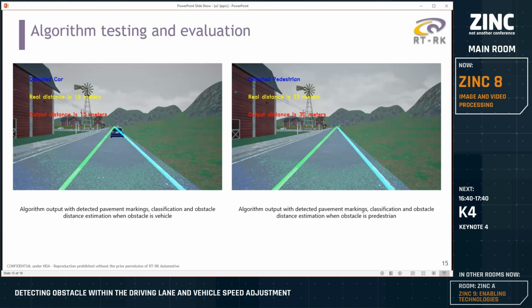Here you can see an output picture with detected pavement markings, classification and estimation of the distance. On the left we have a vehicle as an obstacle, and on the right we have a pedestrian, and this is just shown on the RGB video frame.